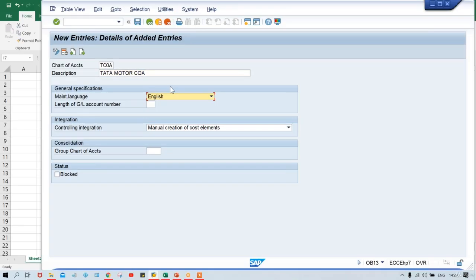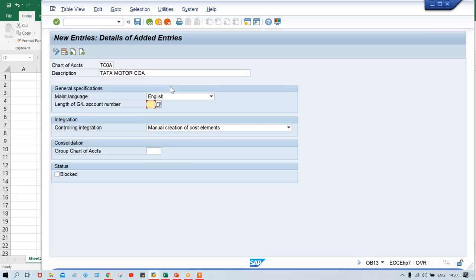Language: so key, English language. If you type E here, automatically the system is going to find out. And the length of the GL account number. Now, whatever GL accounts are going to be created into SAP, guys, those GL accounts will have a certain length.